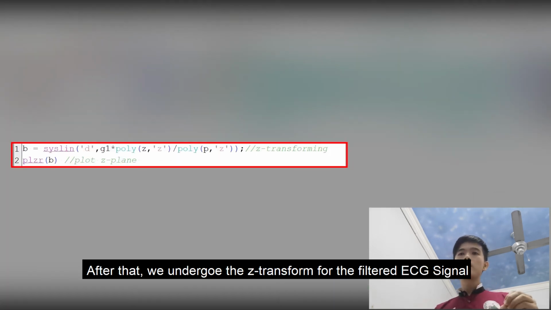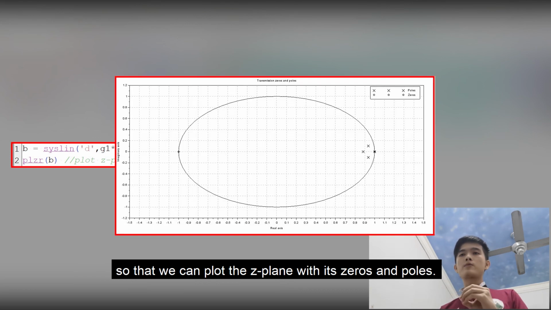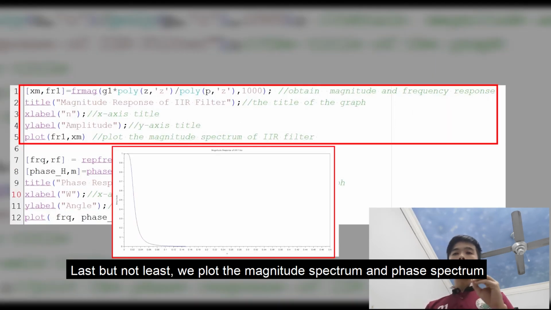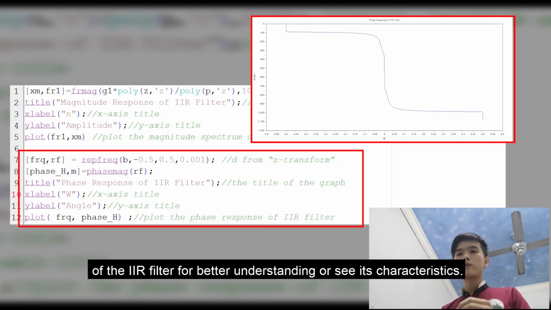After that, we perform the Z transform for the filtered ECG signal so that we can plot the Z plane with its zeros and poles. Last but not least, we plot the magnitude spectrum and the phase spectrum of the IIR filter for a better understanding, or to see its characteristics.